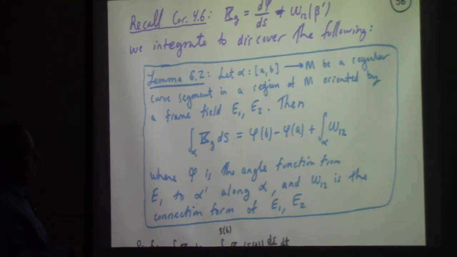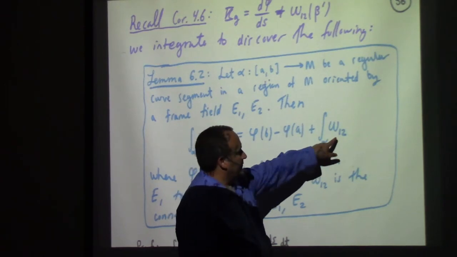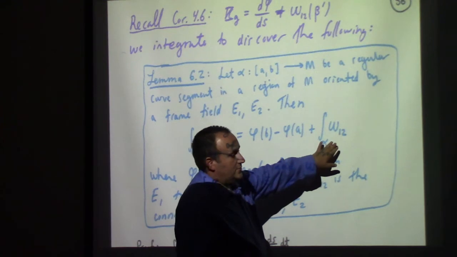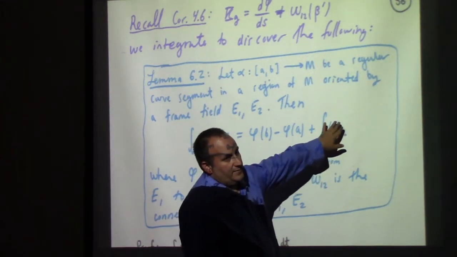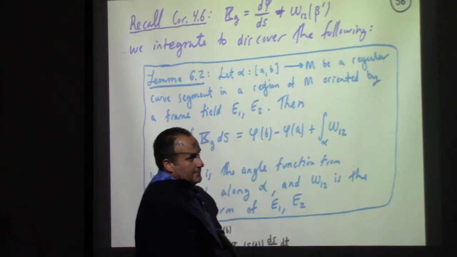Well, it's the difference of the inclination angle function at the endpoints plus the integral over the curve of omega 1 2. Now, what this really means is the integral of a one-form along a curve. So what this actually means is you take omega 1 2 of alpha prime and integrate that with respect to time from time a to time b.